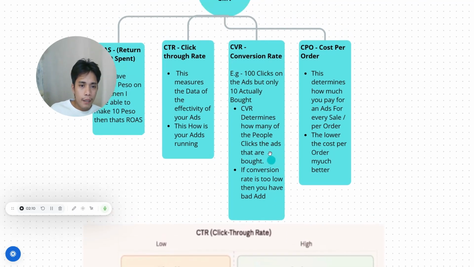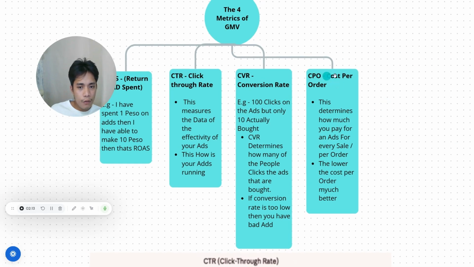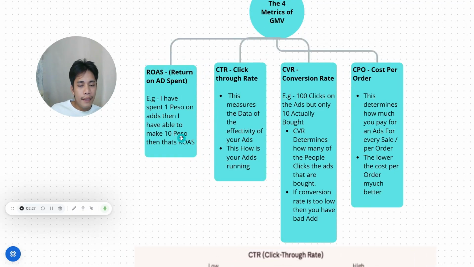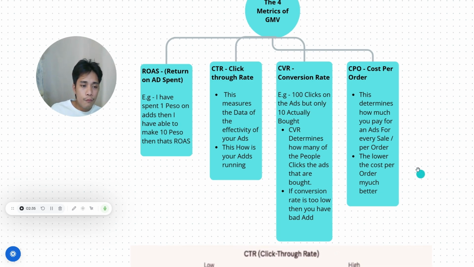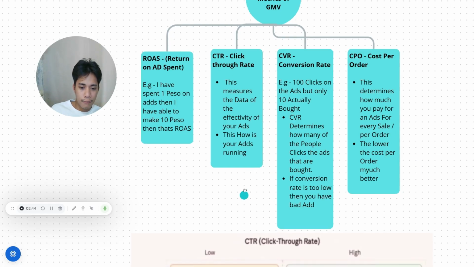And then here we have CPO or cost per order. This determines how much you pay for an ad for every sale or order. The lower the cost per order, the better. Let's say, for example, you have spent 100 pesos on an ad and then you have a sale of one, just for example, just to get it. So your CPO, cost per order, would be 100 pesos. That's how it works.